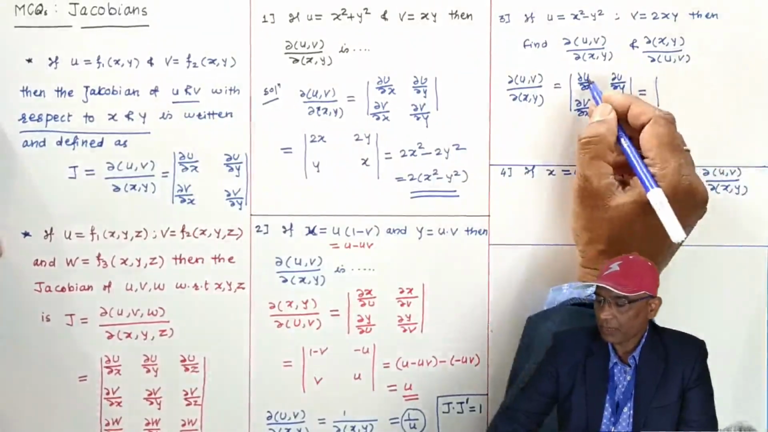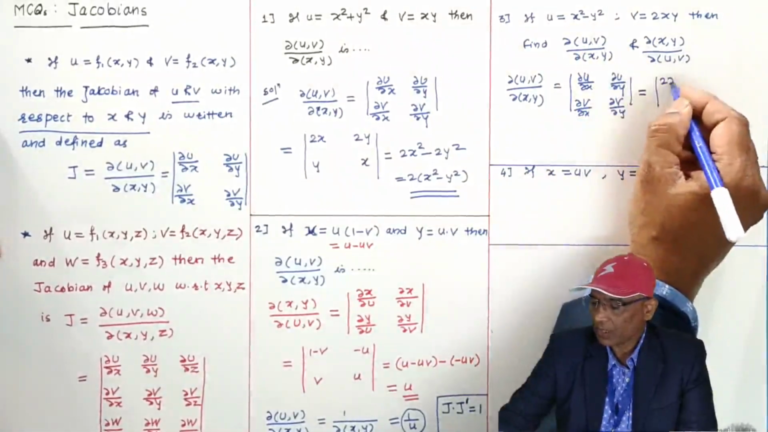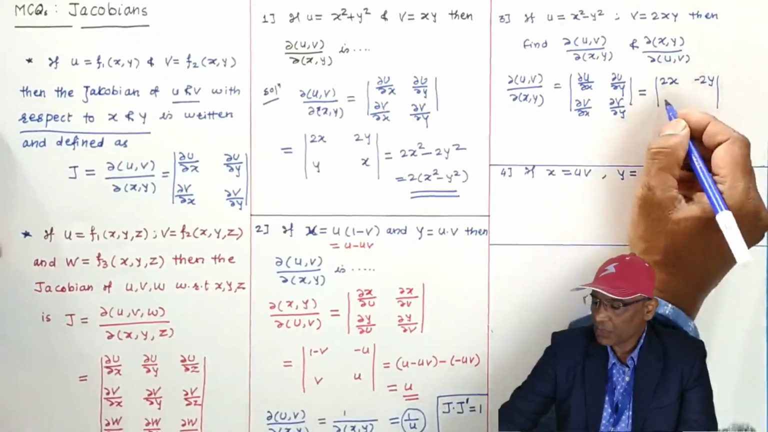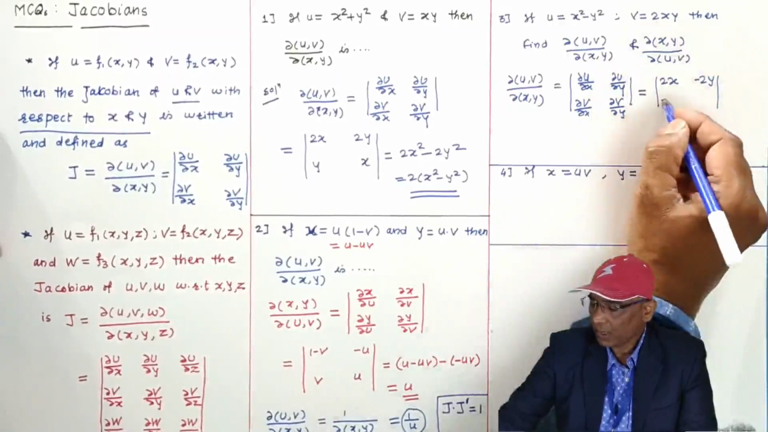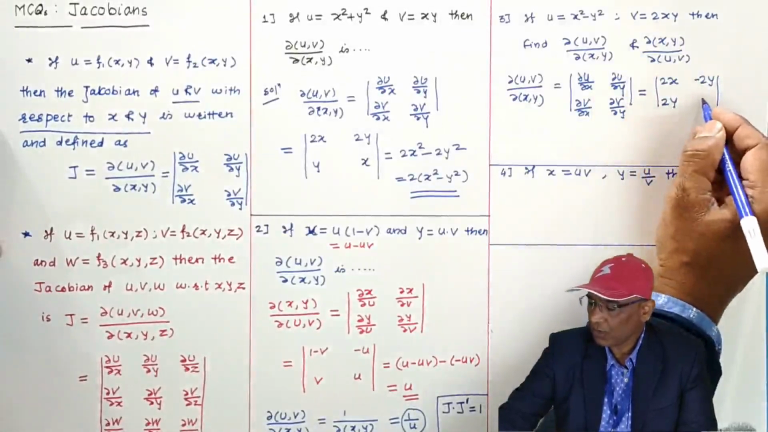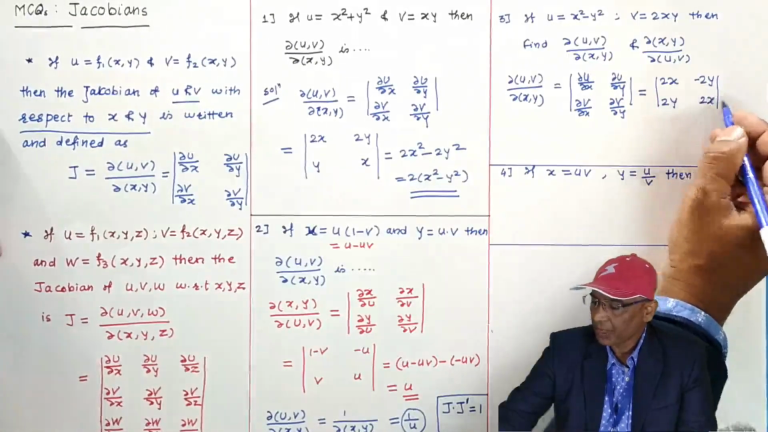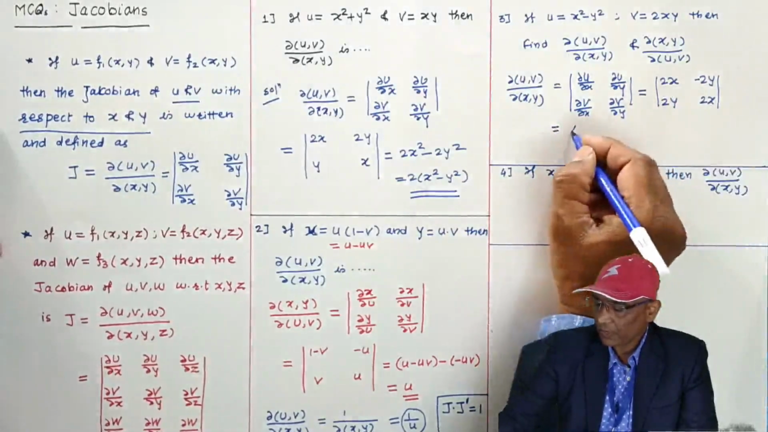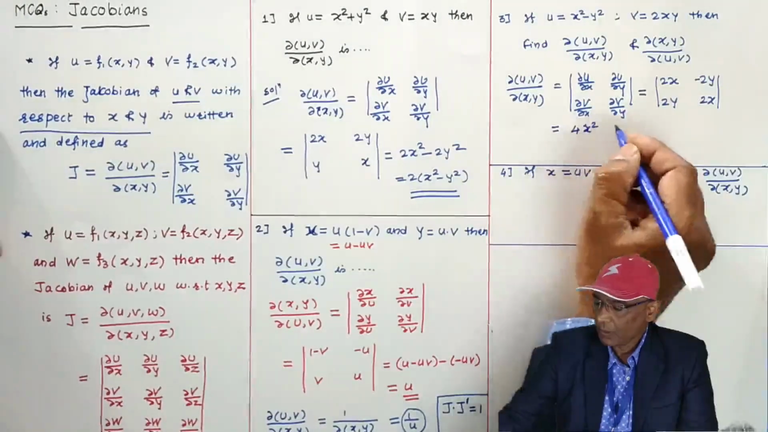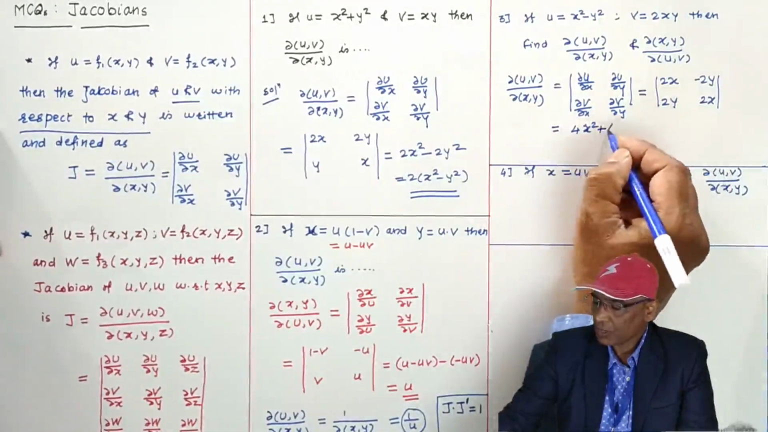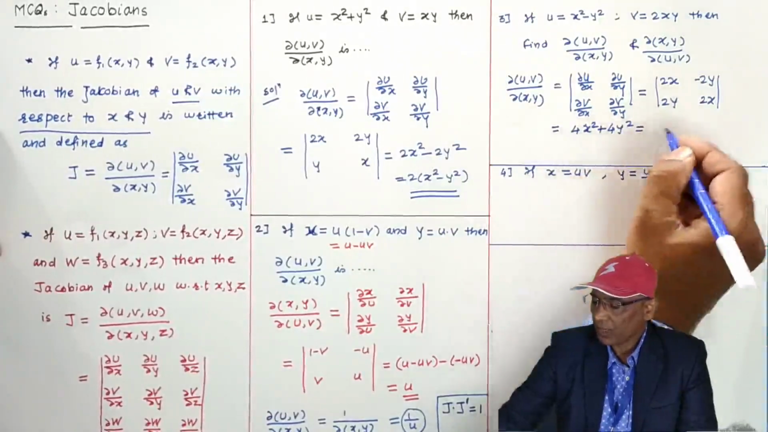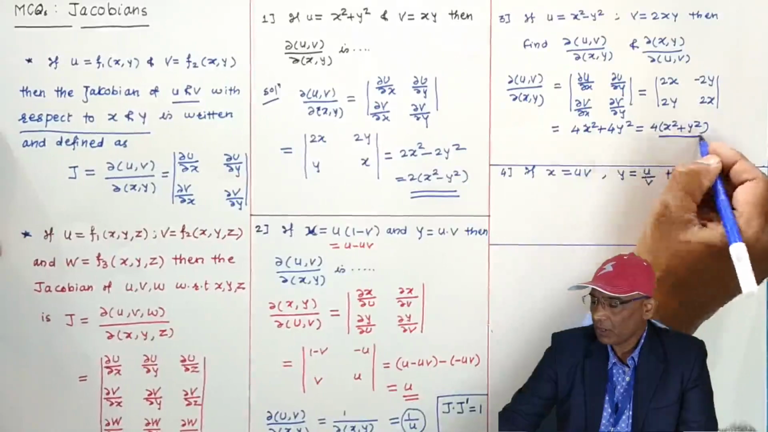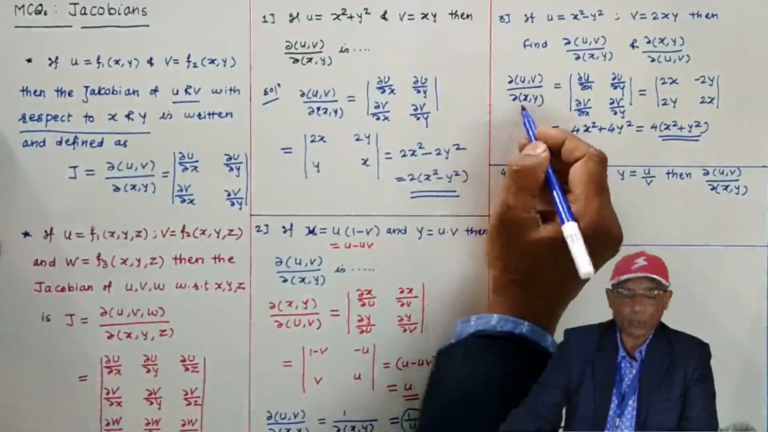Partial derivative of u with respect to x is 2x, derivative of u with respect to y is minus 2y, derivative of v with respect to x is 2y, and derivative of v with respect to y is 2x. So this is 4x square plus 4y square, that is 4 times (x square plus y square). It is the Jacobian of u and v with respect to x and y.